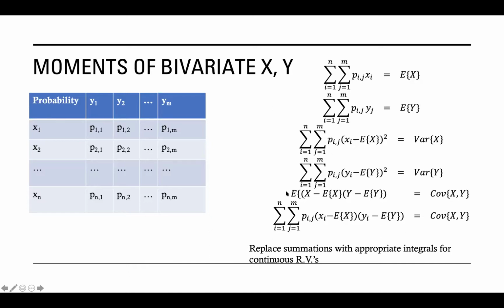Now we can define something called a covariance. The covariance is defined as the expectation of X minus its mean times Y minus its mean. That's the definition of the covariance of X and Y. The covariance is, again, just the probability of the observation, X minus its mean, times Y minus its mean, summed over all possibilities. And that is the definition of the covariance of X and Y. Do we have questions at this point?